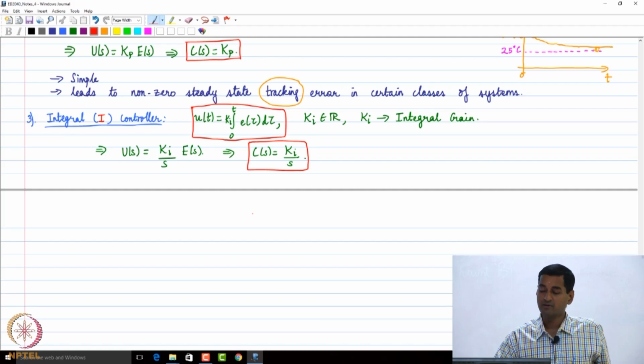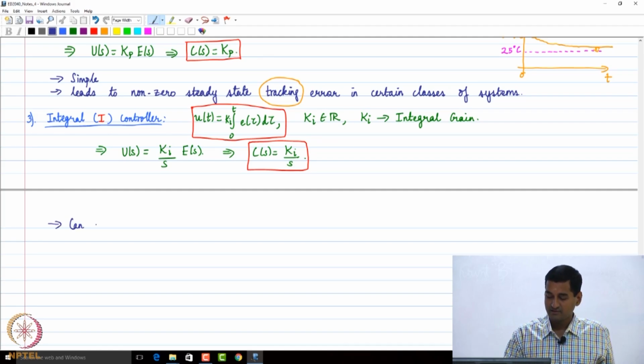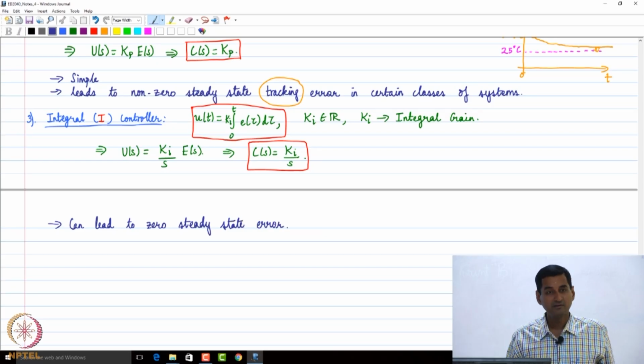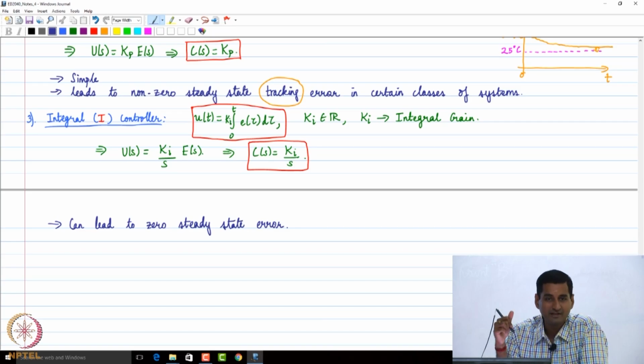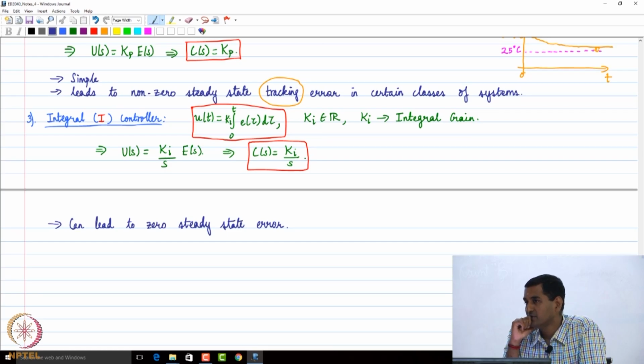Now, what are the pros and cons? Of course, at least in theory, it can lead to zero steady state error. That's a big advantage of why we use integral control. We'll see how it does it, as I told you. So it can lead to zero steady state error, and that is a big advantage of integral control.